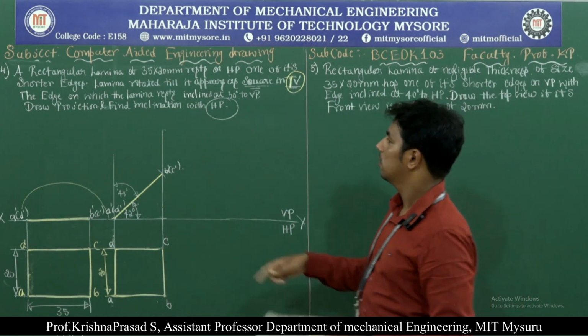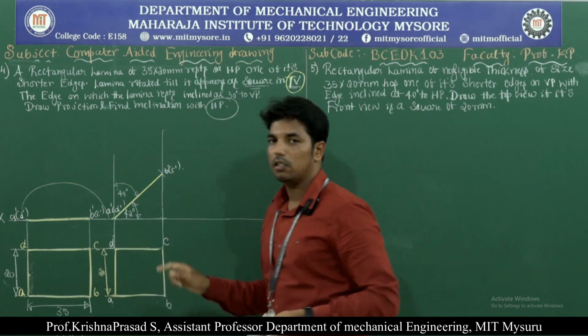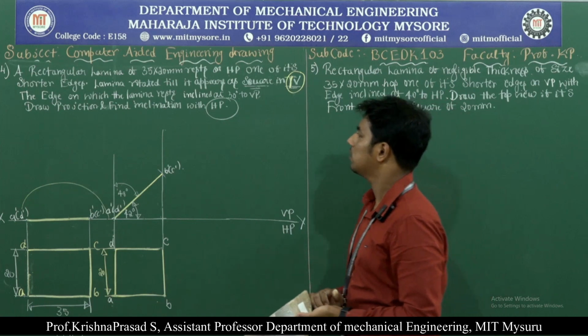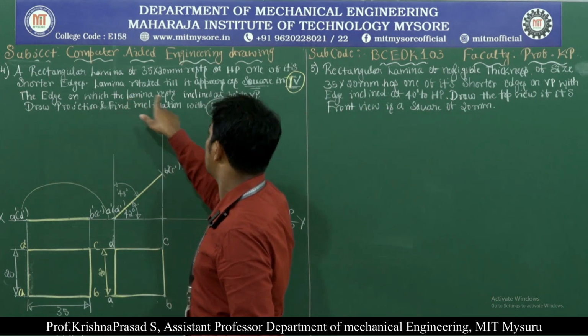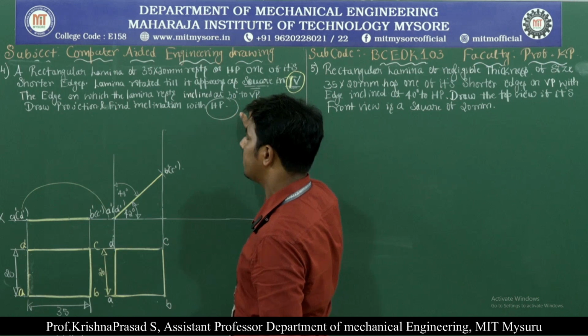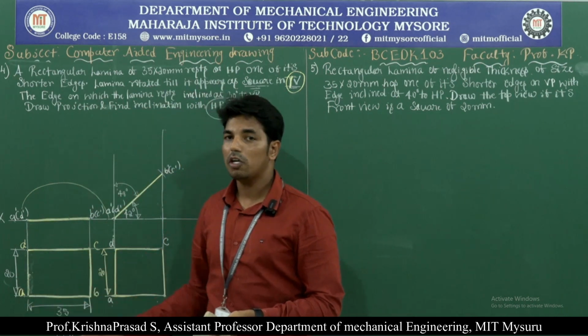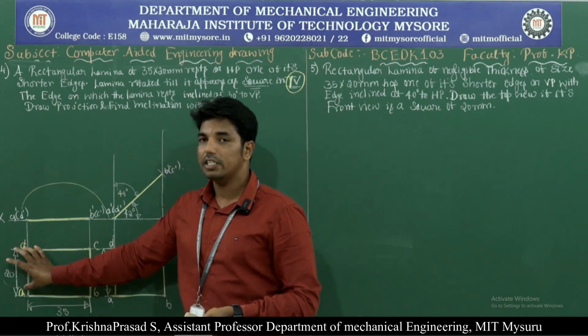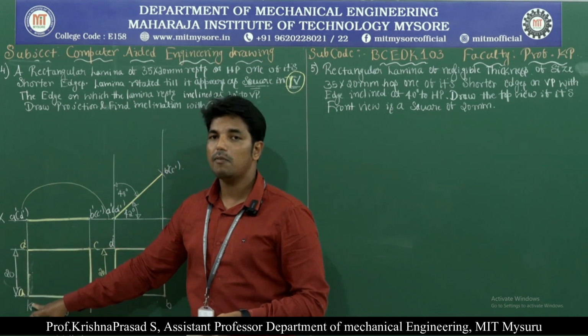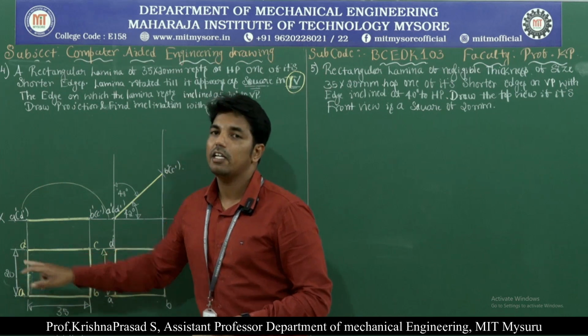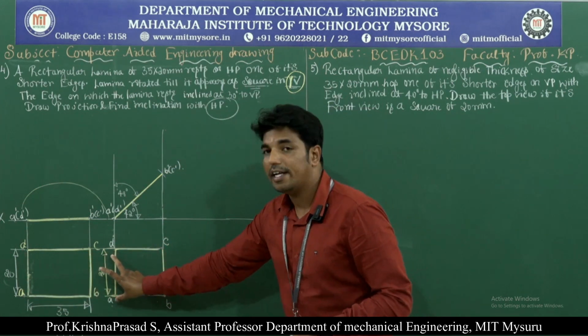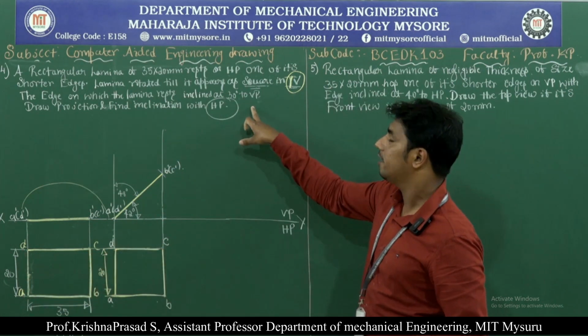Next, the first two positions are over. Now we are moving on to the final position, the edge on which the lamina rests. It is inclined at 30 degree to VP. What is the edge we are resting here, whether it's a shorter edge or a longer edge? We are keeping the resting condition as the shorter edge. And what is the name of the shorter edge? It is AD. Now the lamina edge AD should be inclined at 30 degree to VP.